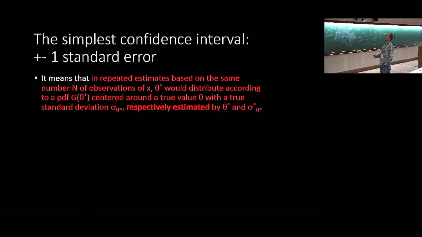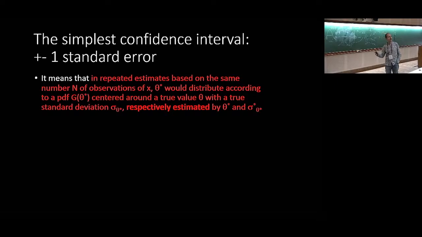It means that in repeated estimates, based on the same number of observations of X, my estimator would distribute according to a PDF, G of theta hat, we wrote it before, centered around the true value theta, with a true standard deviation sigma of theta hat. And the true value and the true RMS of the estimator are respectively estimated by theta hat and sigma hat of theta hat.